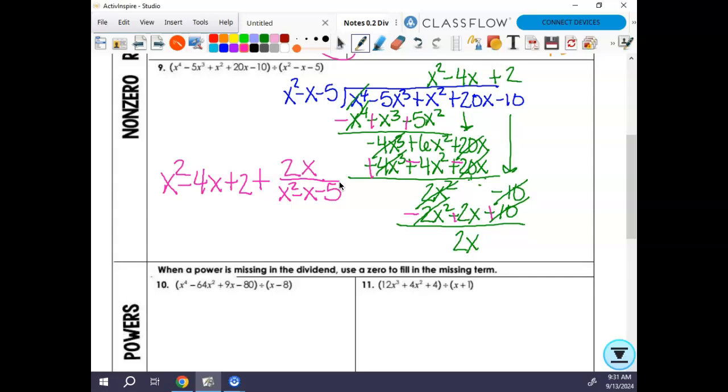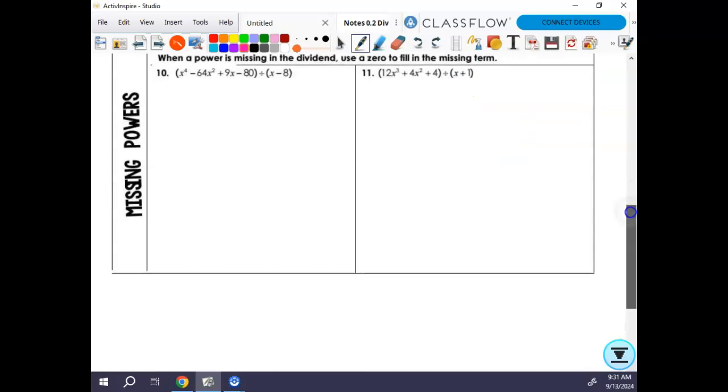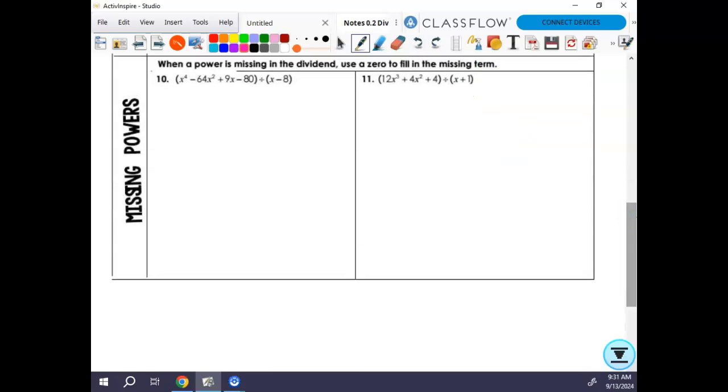Okay, so we know how to divide. We know how to handle a remainder. Now we got to look at what to do when we have a missing term. Let's look at number 10. All right, so number 10, we've got x to the 4th minus 64x squared plus 9x minus 80. I am missing an x cubed term. You see that? Oh, it's not there.